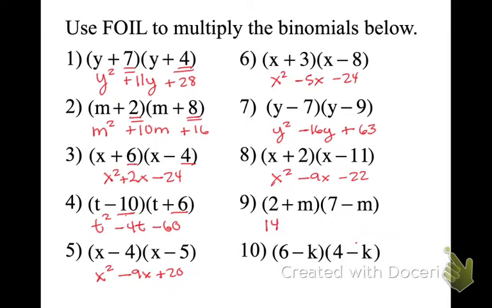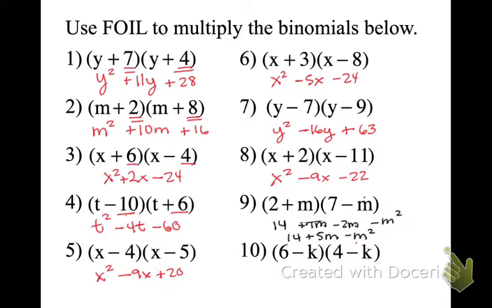Okay, this one's a little trickier, so I think I'm going to jump to mine because I've got that negative. If it were all positive, we know that our first is going to be 14. Our inner is going to be a 7m. Our outside's going to be minus 2m. And then our last is going to be minus m squared. So I get 14 plus 5m minus m squared. So I can always revert to my FOIL or my double distributing.